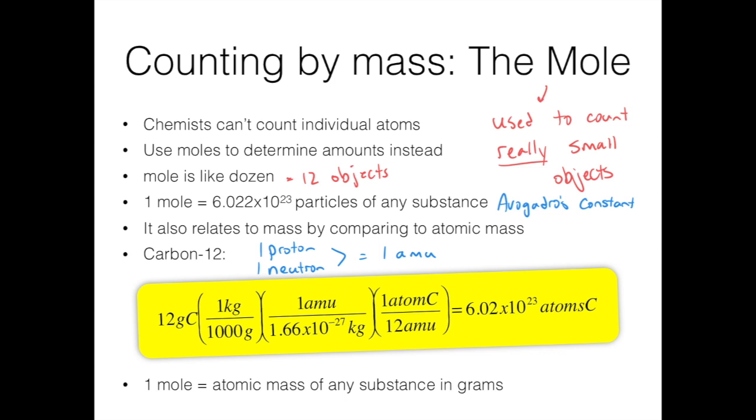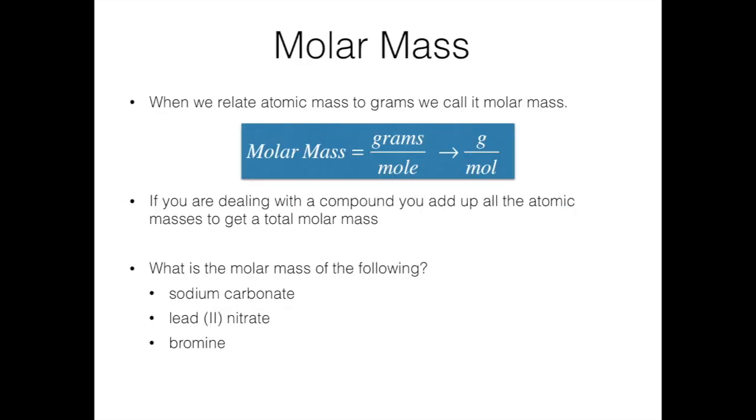So if you take all of the known isotopes of carbon and average them, the average atomic mass is 12.01. In that case, 1 mole of carbon is equal to 12.01 grams. So simply take the average atomic mass off the periodic table, and that equals 1 mole of that substance. When we relate atomic mass to grams, we call that the molar mass. Molar as in the mole, so the mass of 1 mole of substance.